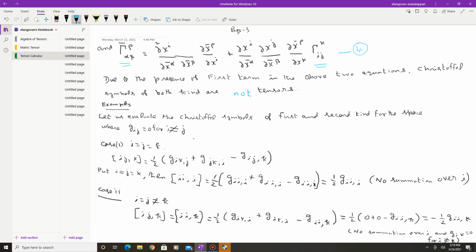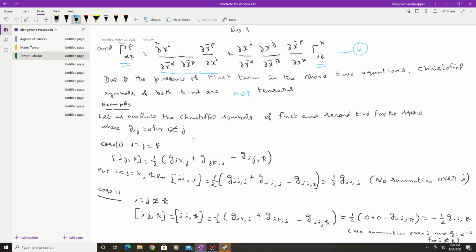And again, because of the presence of the first term here, partial d square x by partial dx alpha bar partial dx beta bar, partial dx rho bar by partial dxi, in equation 4, the Christoffel symbol of the second kind is again not a tensor. So the Christoffel symbols of the first kind are not a tensor, and also the Christoffel symbols of the second kind are not a tensor. The tensorial type of transformation is spoiled because of the presence of the first term in equations 3 and 4.